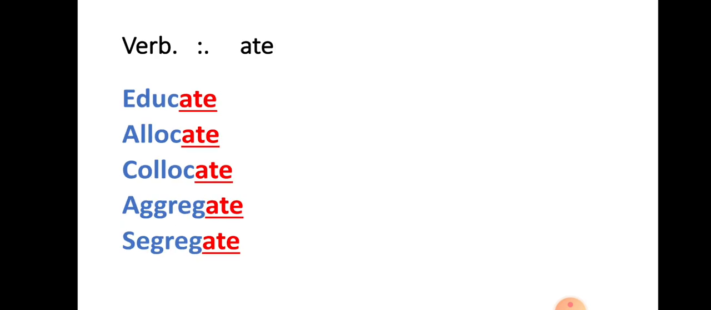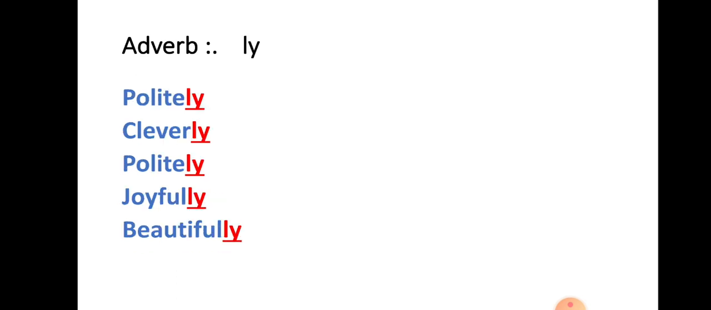Now there is one more suffix, and that is ATE, and this suffix is a typical verbal suffix. So when you see words ending with ATE, you can mostly understand that these are all verbs. Educate, allocate, collocate, aggregate, and segregate, these are all verbs. Now ly, you must have heard ly a lot of times actually. Beautifully, joyfully, delightfully, cleverly, politely, peacefully. Anything that ends with ly is mostly an adverb.